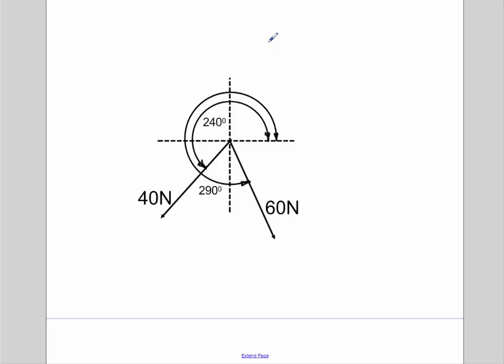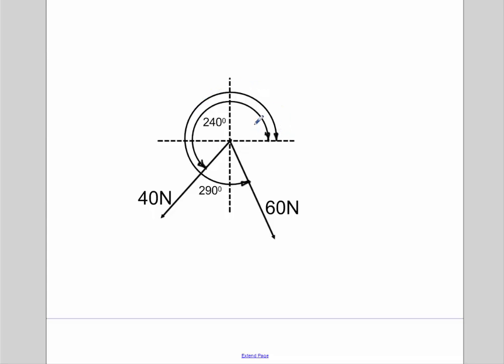This is Dr. Holt. In this video I want to talk about adding vectors when your angle is greater than 90 degrees. Here I have a vector that's in quadrant number 3. The angle here is 240 degrees back from the positive x-axis going counterclockwise. Here I have a vector that is 60 newtons, 290 degrees counterclockwise from the x-axis.